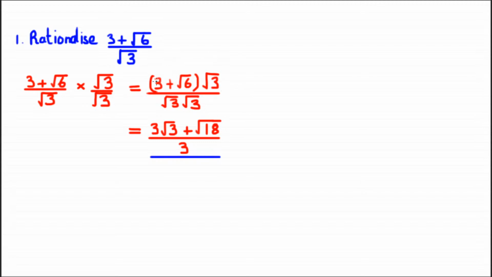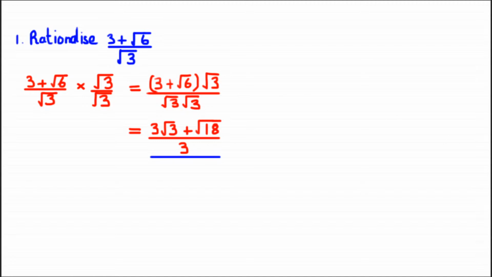So evaluating the numerator, we get 3 root 3 plus the square root of 18, and on the denominator we get 3. Okay, so this is rationalized. This is not simplified, it's just rationalized. You can go ahead and further simplify that. Anyone who wants to simplify that, go ahead and give me that result.